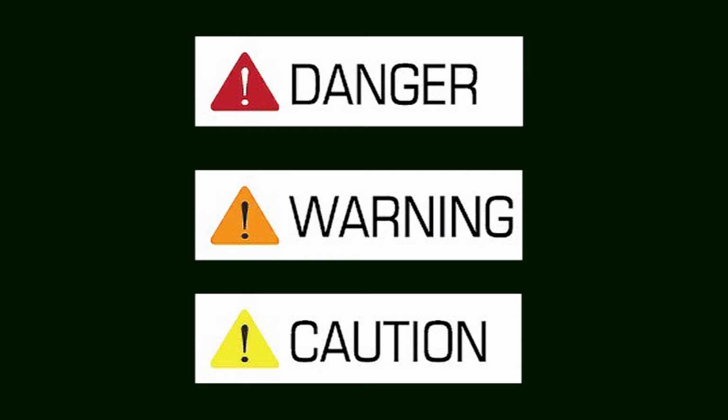There are three main categories of symbols. They are 1. Danger, indicated by red color symbols. 2. Warning, indicated by amber color symbols. And 3. Caution, indicated by yellow color symbols. Let's get straight to the video and understand the first symbol.